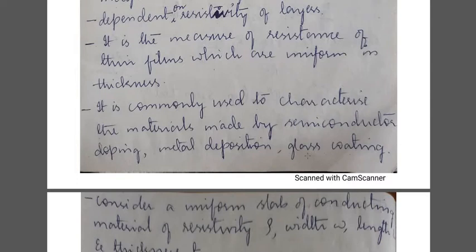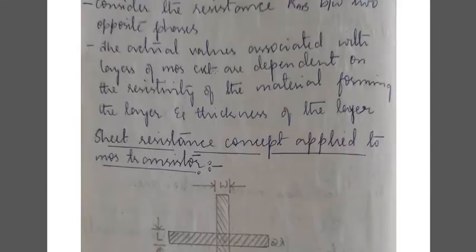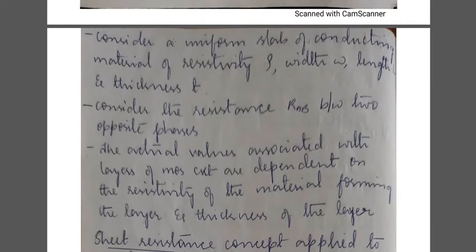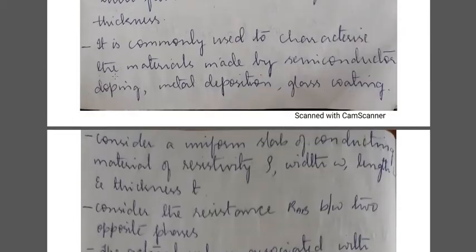So that was about sheet resistance. Now let's see a small example for this. Consider a uniform slab of a conducting material, where we can use this for materials made by semiconductor doping, meaning a conducting material, and metal deposition and glass coating. At these points we can use sheet resistance. What is sheet resistance again? I will repeat this once again. It is used to measure the resistance of thin films that have uniform thickness, correct? Uniform thickness of your particular layer.